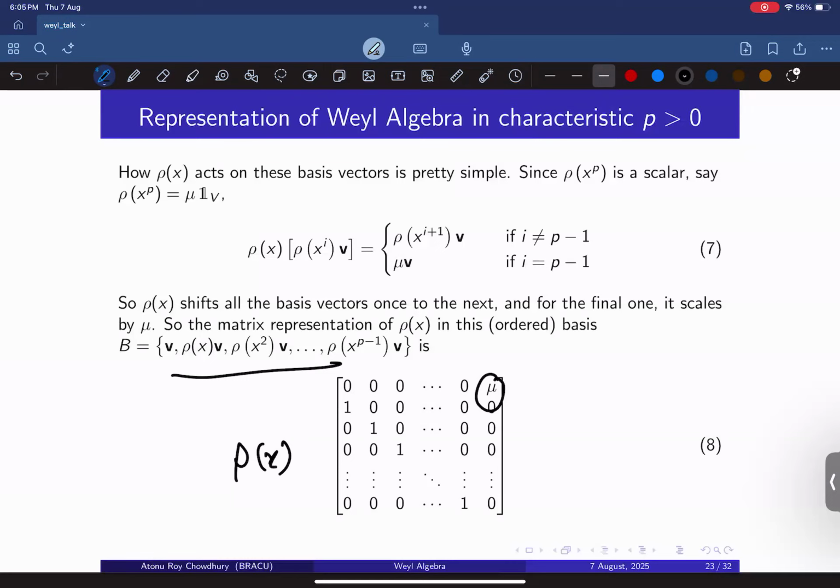Before we move on, does this look familiar to anyone? Yes? Oh, this is a very important one. So he said that this looks like creation operators.